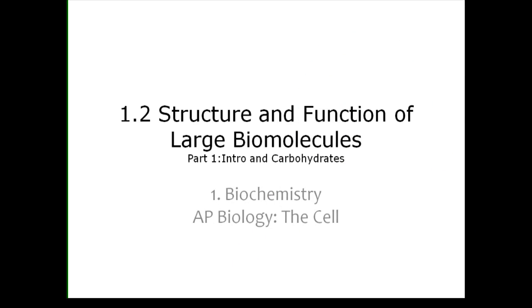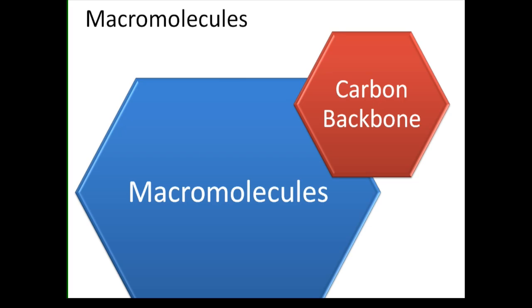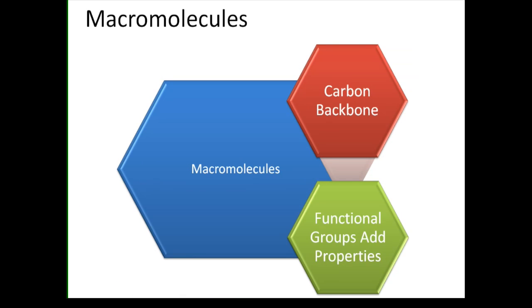So last time we talked about carbon and the functional groups associated with carbon, and now we're going to talk about how those carbon backbones are able to form macromolecules. And we're going to look at some of the properties of all macromolecules. And it does start with that carbon backbone. Add to this, we have some functional groups which give macromolecules certain properties that they may have.